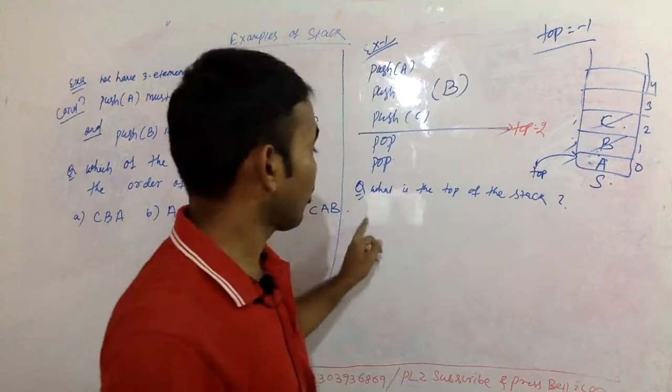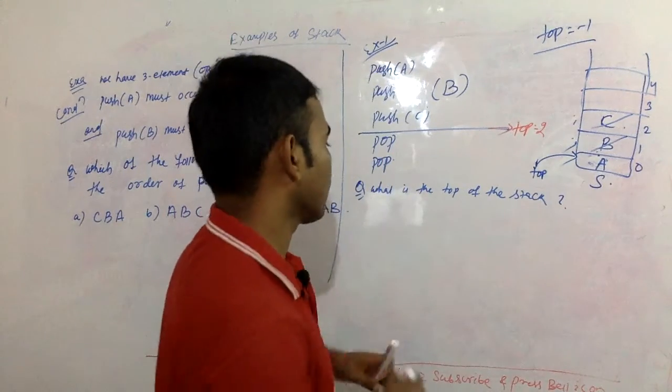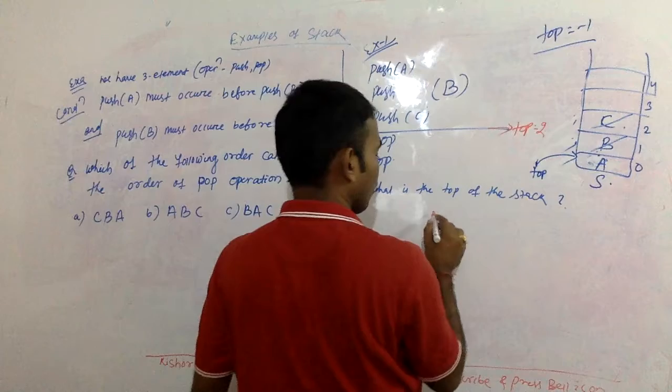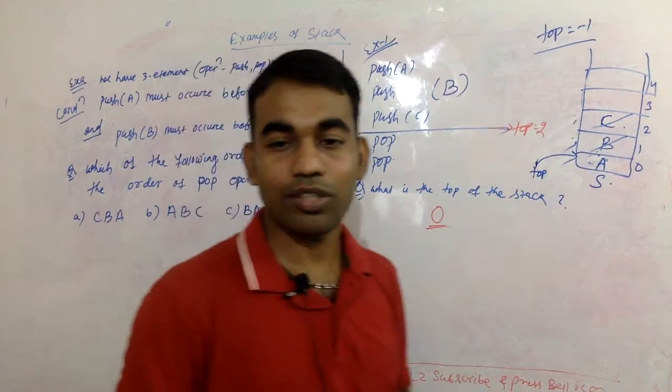Now the question: what is the value of the top of the stack now? The answer is, the value of the top of the stack is 0. So that's the answer.